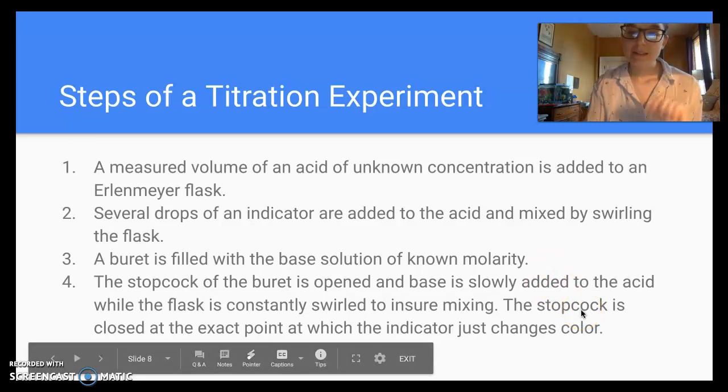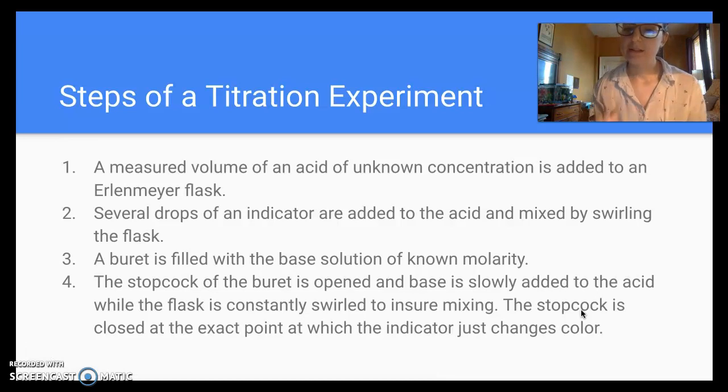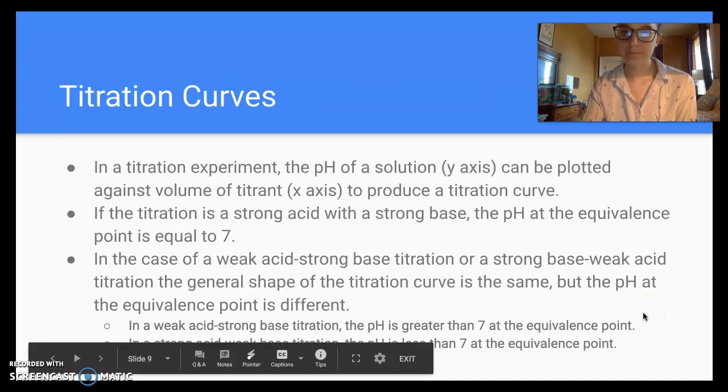and add it slowly to the acid while the flask is constantly swirled to ensure mixing. Again, you can use a stirring rod manually, or you can use a magnetic stirring rod. The stopcock is closed at the exact point at which the indicator just changes color. So again, with phenolphthalein, it's not immediately a bright pink. It's going to be a clear, transparent pink, at which point you would stop adding the base.